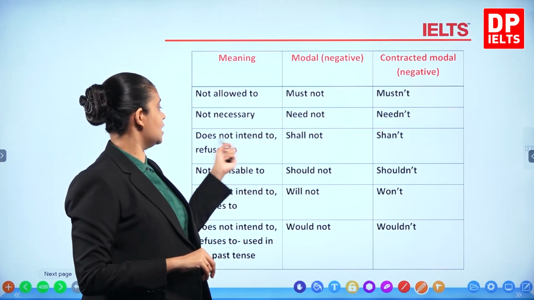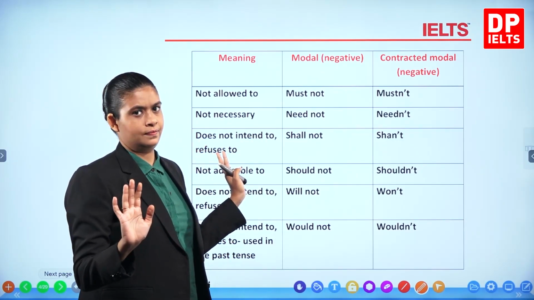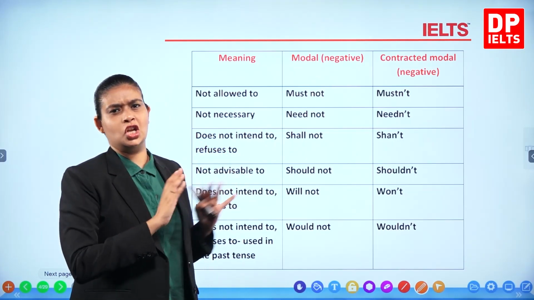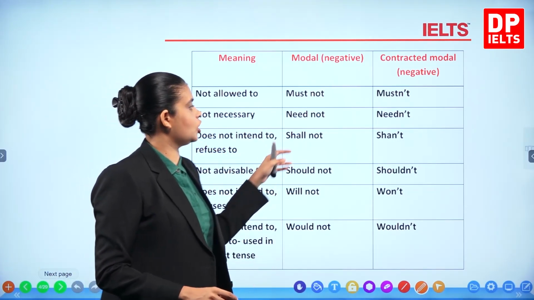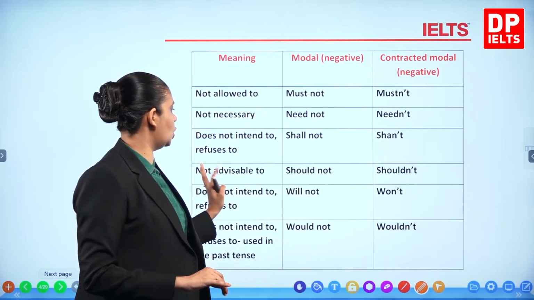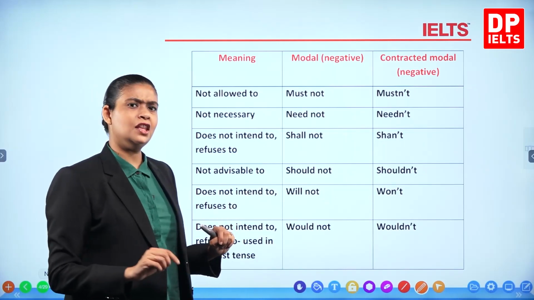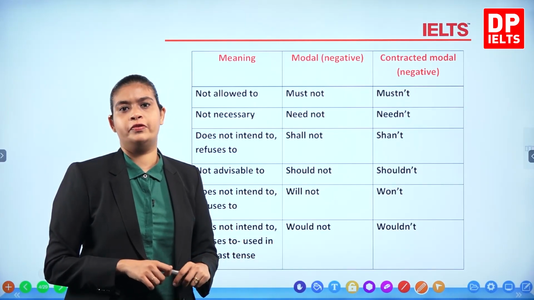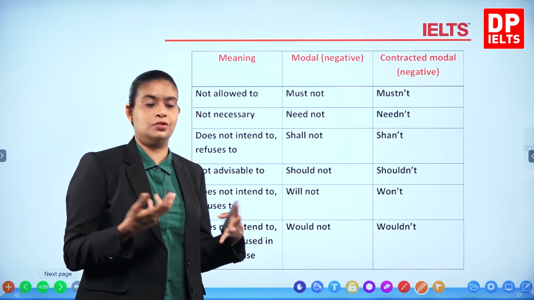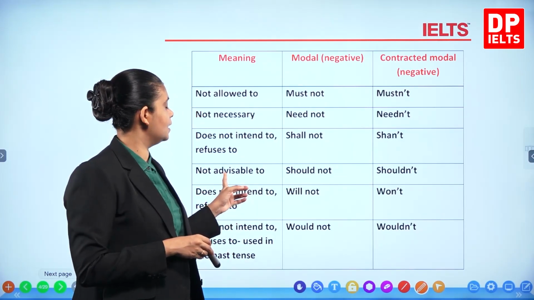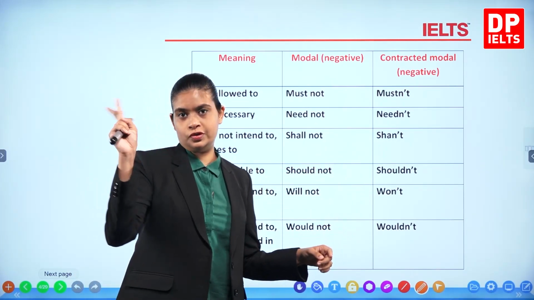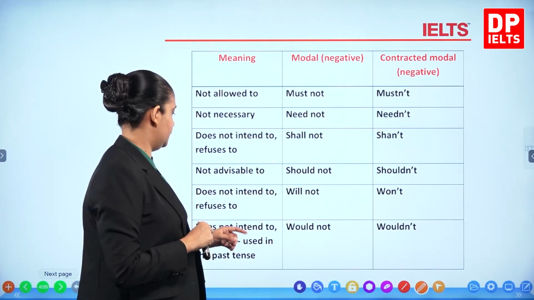Does not intend to or you refuse, okay? You don't intend to or you refuse to do something. I shall not do it, okay? Shall not, shan't. Next one, not advisable to. I think you should not go for the party today. You're just advising them. It is advisable not to do it, right? So, not advisable, should not, put together, shouldn't.